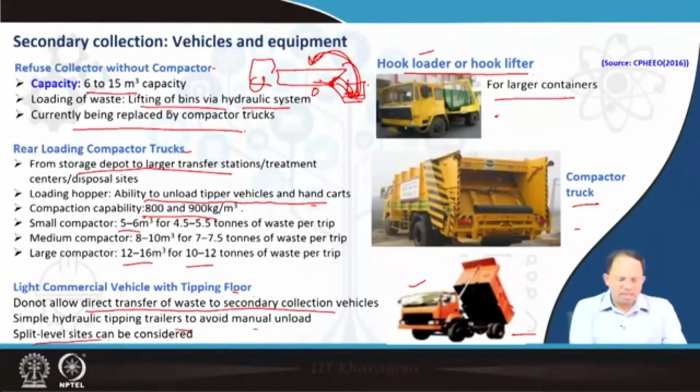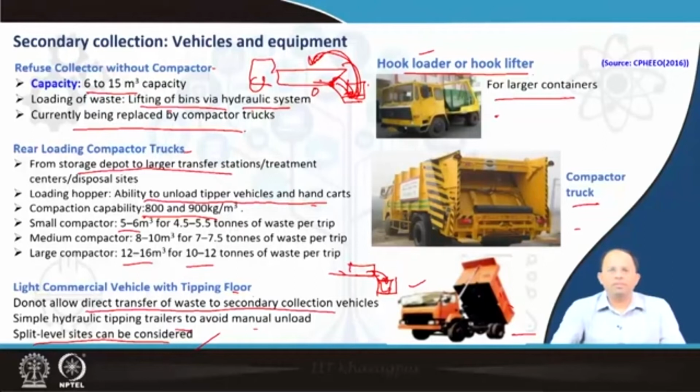In case of split level sites, that means where the vehicle unloads its waste at one level and the waste falls to another level, maybe a container or another vehicle waiting at a lower level, there, if the waste is being unloaded like this, this kind of system would be beneficial. We will show some examples.